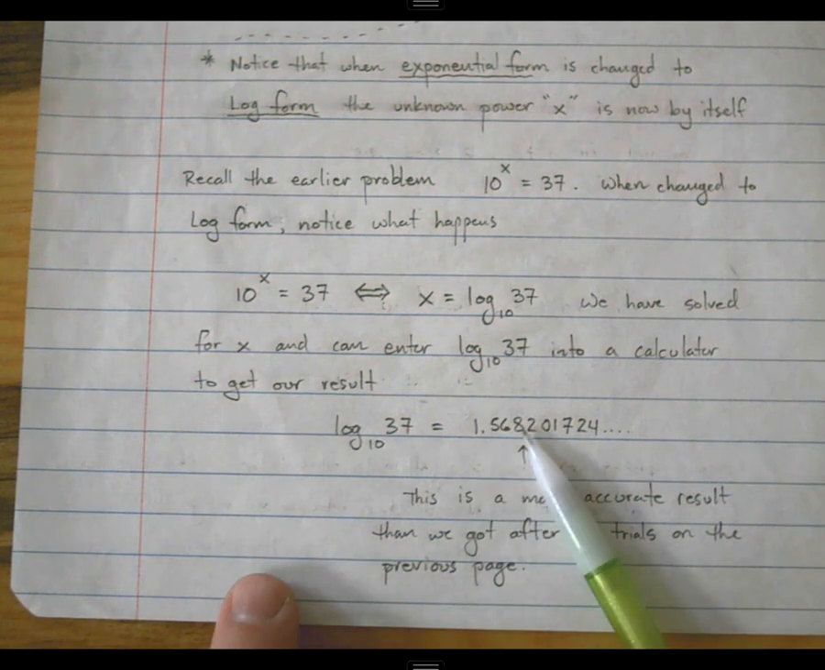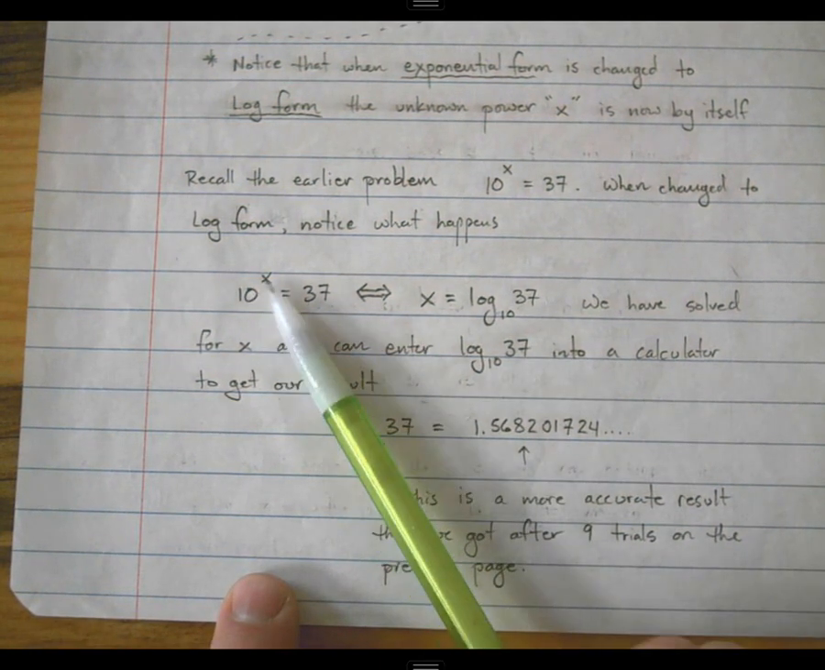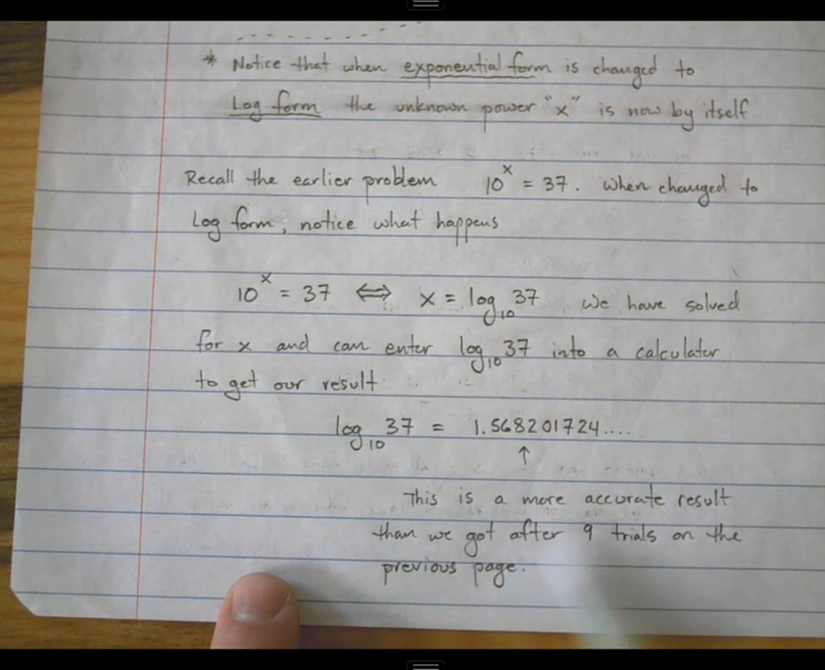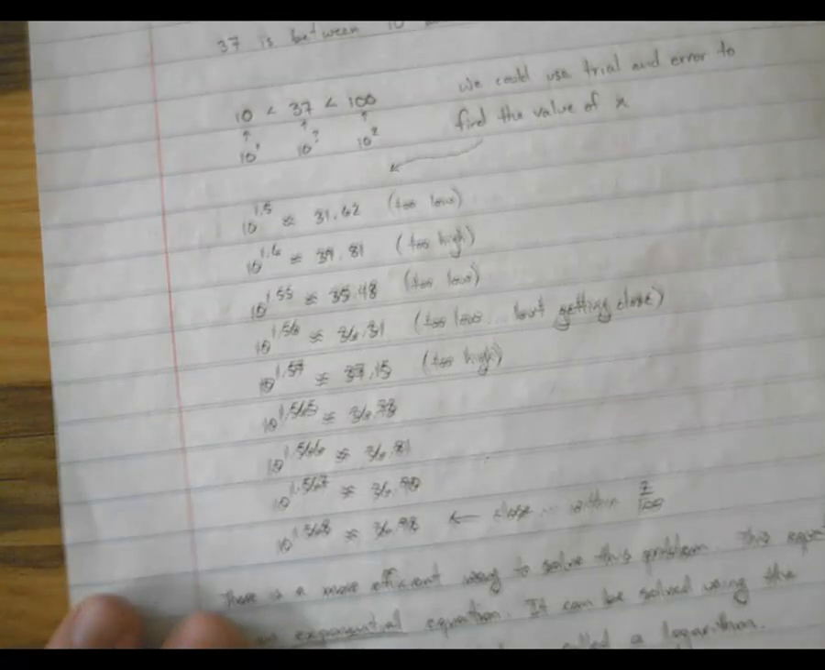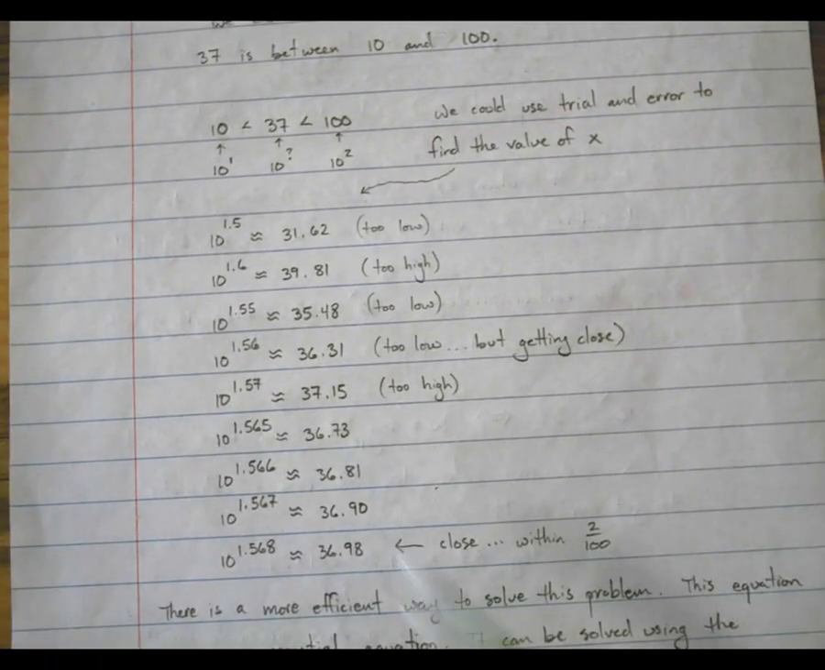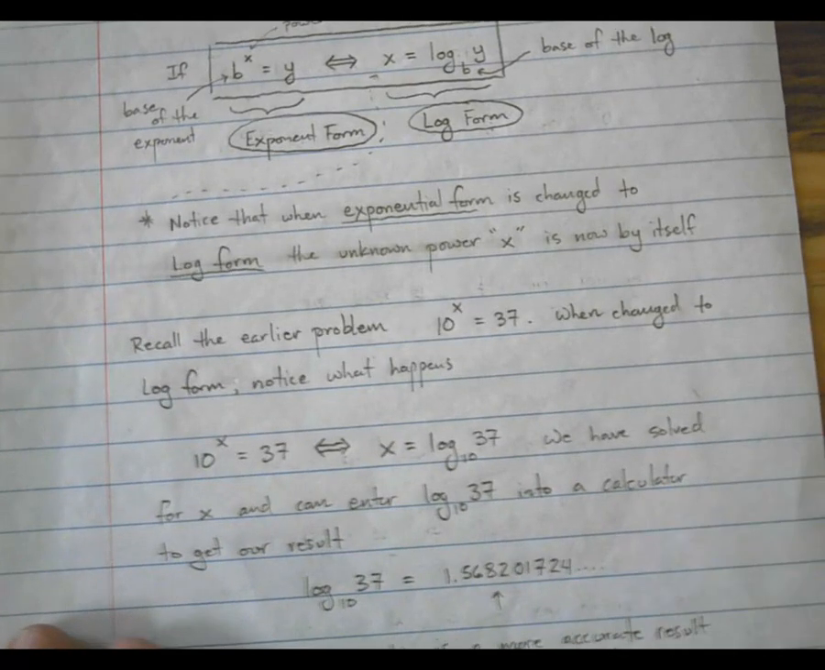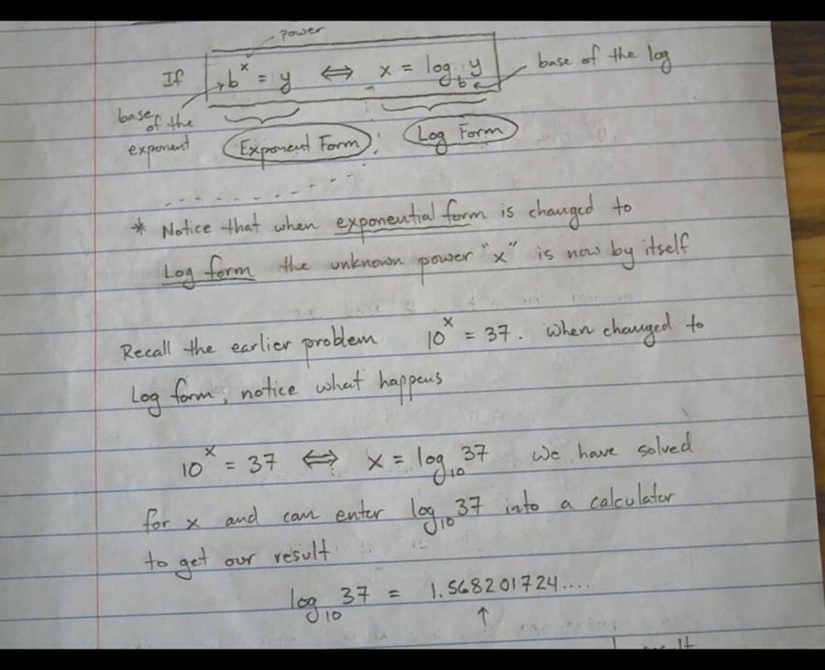This is the power that I would have to raise 10 to get 37. And it's a much more accurate result than on the previous page when I was using trial and error. So in subsequent videos, you're going to learn more about using logarithms to solve equations.